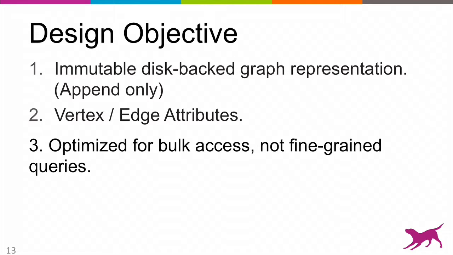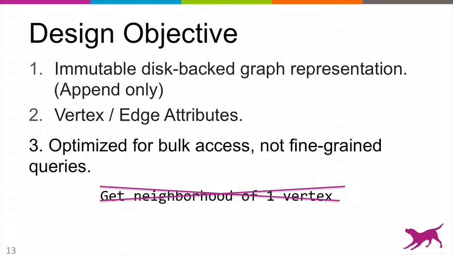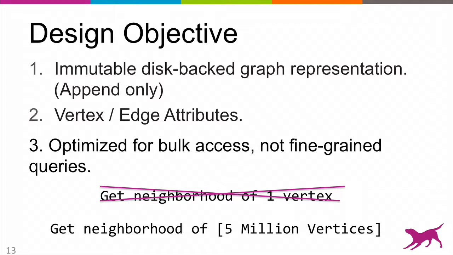And that gives us a nice disk-backed table representation. But what's the design objective for the graph here? Firstly, it's immutable. We are going to look for an immutable graph representation, append only, so you can add vertices and add edges afterwards. We have arbitrary vertex and edge attributes, and this is one key difference of our graph data structure. We are optimized for bulk access, not fine-grained queries. So unlike a lot of graph databases, we are not going to get the neighborhood of vertex 5 efficiently. But we aim to be able to get the neighborhood of all 5 million vertices relatively efficiently.